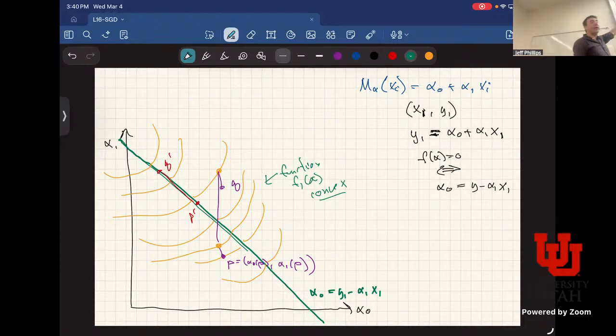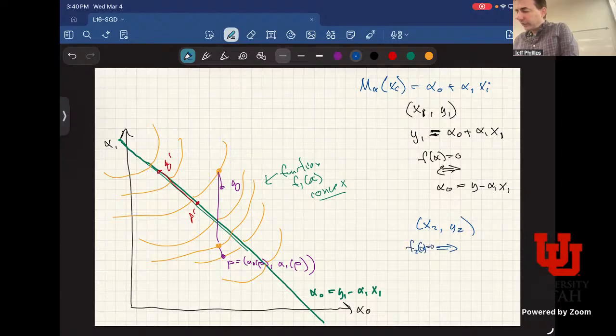But we only looked at one data point. Okay, so I can fix it by looking at another data point. If I look at only one data point, I don't get strong convexity or fast convergence. But if I look at another data point, let's say, if now I have data point x2 and y2, it will correspond to f2 of alpha equals 0 will correspond to alpha 0.